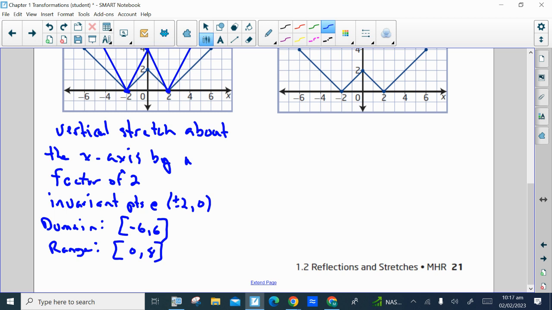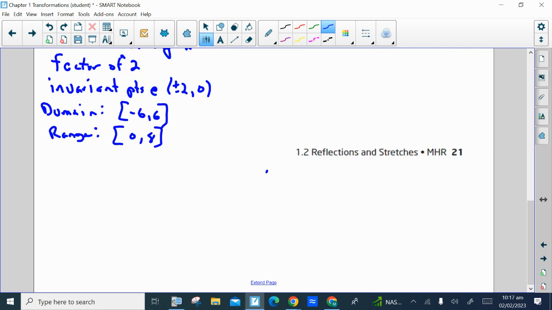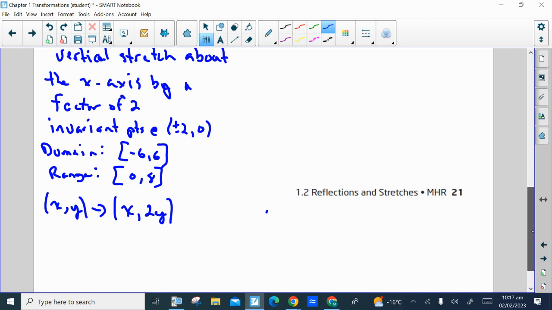And then the last part, the mapping notation. Because we multiplied all the y values by 2, we would say that x comma y maps into x comma 2y. The mapping notation must have both of these components: the x comma y first, followed by an arrow with the new components.